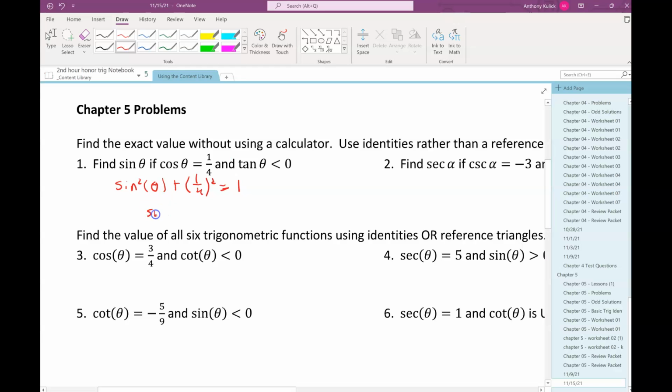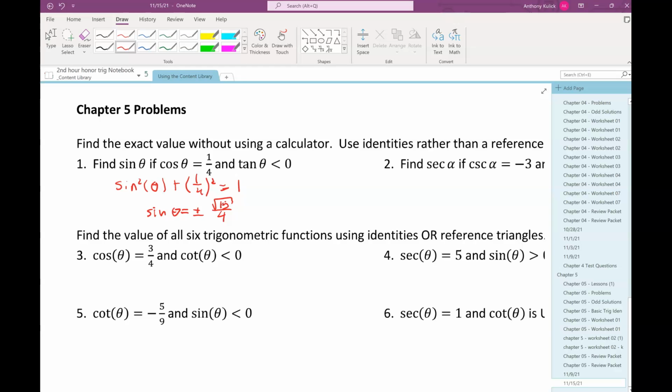So when I solve for sine theta here, 1/4 squared is 1/16. I subtract 1/16 from both sides to give me sine squared equals 15/16. And when I square root both sides, I have plus or minus square root 15 over square root 16, or really just 4. So far, so good, Allie?